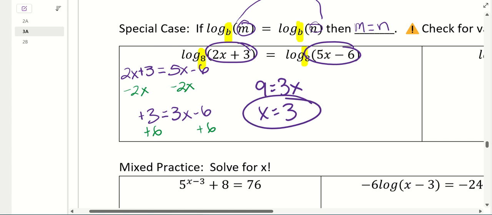Now we need to check and make sure that this doesn't make any of the insides negative. So if we check this one, 2 times 3 is 6, plus 3 is 9. Let's check this one, 5 times 3 is 15, minus 6 is 9. So we are good to go.